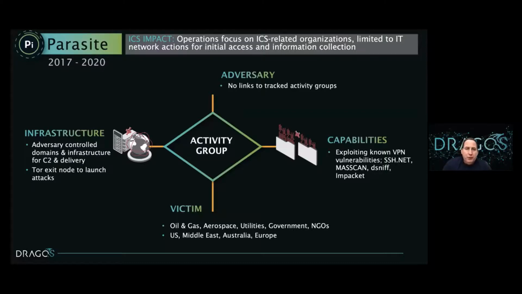So if we look at this page, we'll see the adversary-controlled domain, Tor exit node, used to launch attacks. We don't have any links for who it may be, if it's a nation state, if it's a group of people, we don't know. Capabilities: exploiting known VPN vulnerabilities, SSH, and that sort of thing. And then victims are oil and gas. This matters to us very much. Oil and gas, aerospace, utilities, governments, NGOs. The victims that we observed were in the US, Middle East, Australia, and Europe.